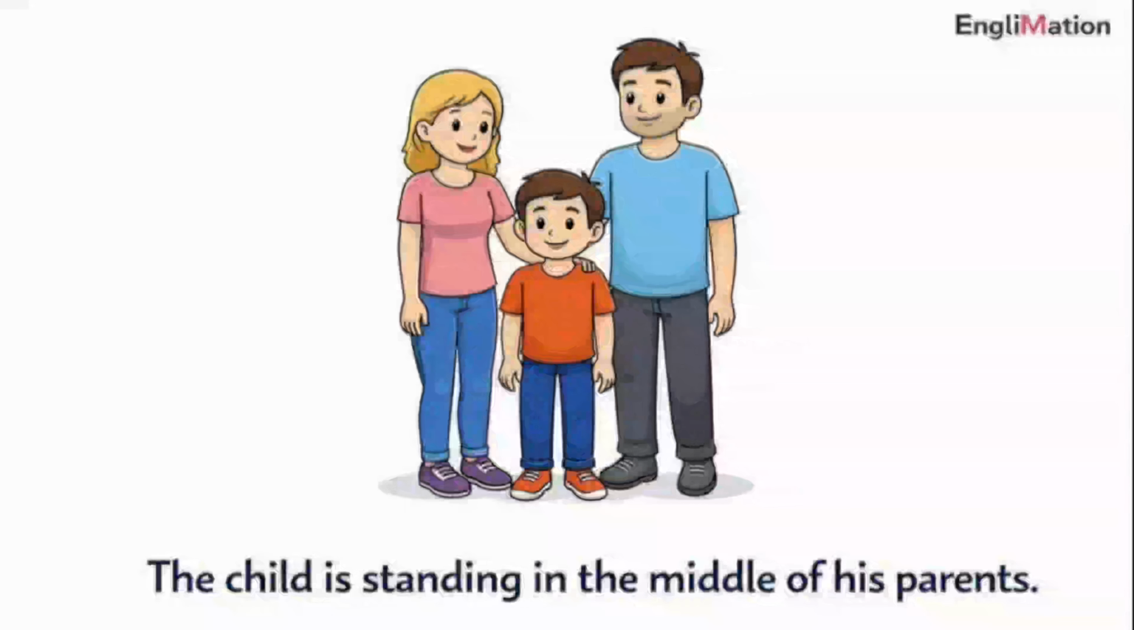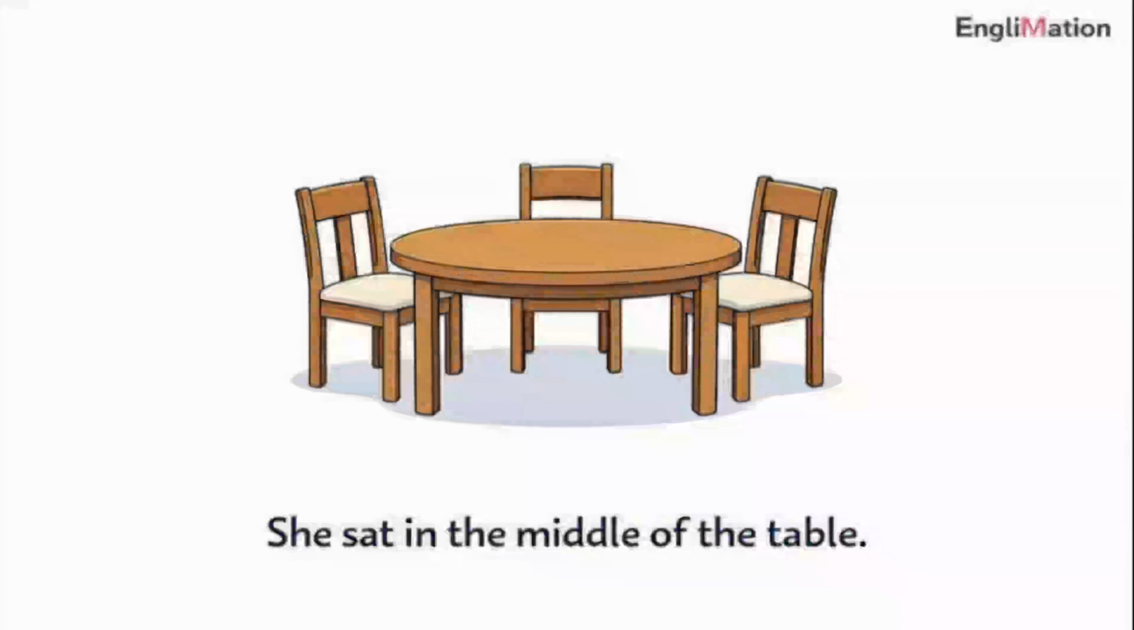Let's start with a very simple people example. The child is standing in the middle of his parents. This shows the child's position between them. Now, let's look at furniture. She sat in the middle of the table. This means she sat between the two ends.